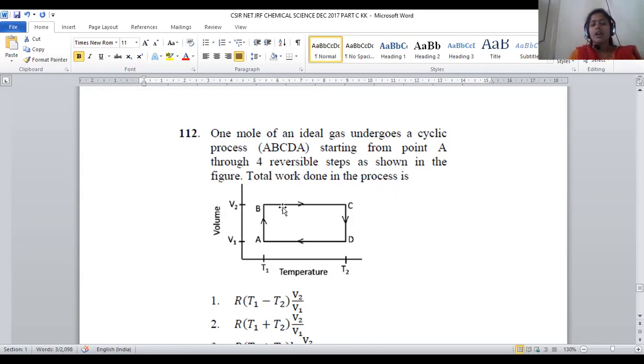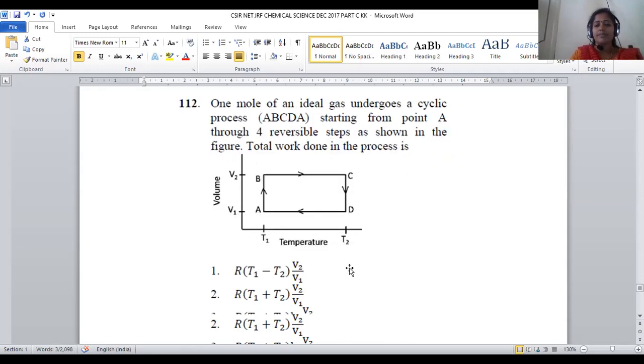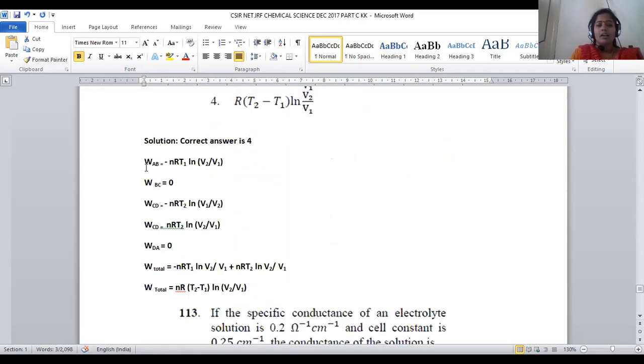Total work done in the process. What is the total work we need to predict? That total work needs to be predicted. It is a part of thermodynamics. Let us see.